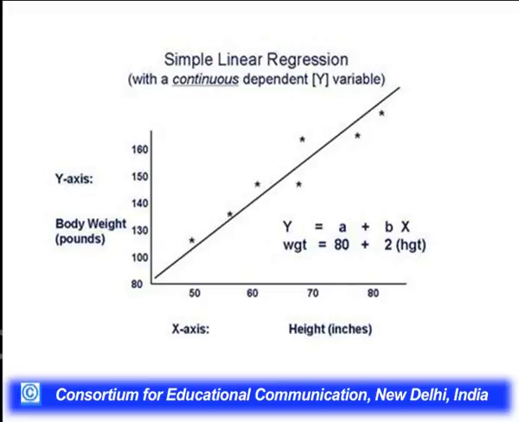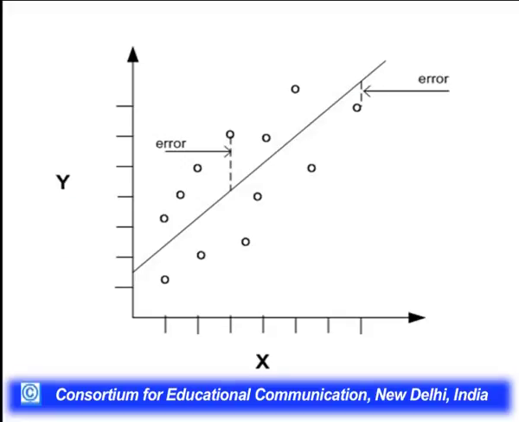Now this is a small example. This chart shows how simple regression is done, where on the x-axis you have the height in inches, and on the y-axis, which is vertical, you have the body weight. So it tries to understand the relationship between height and weight, as the height increases, how the weight of a person increases, through simple regression.